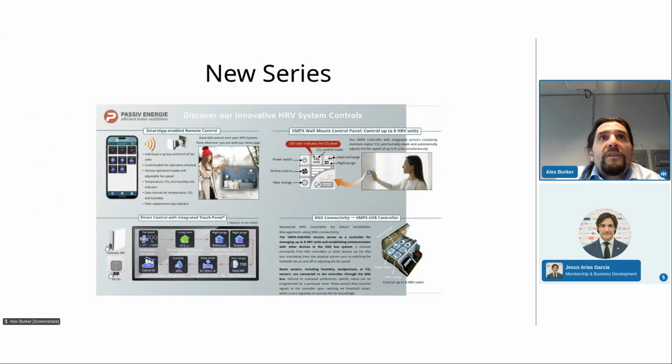So the new series, as you can see here, should get an app, and you should also have the interface on the device. That's a small LCD, but it's big enough to handle the modes you need to do. And normally you should be able to just integrate it in your existing home automation system, and you can control it from there.